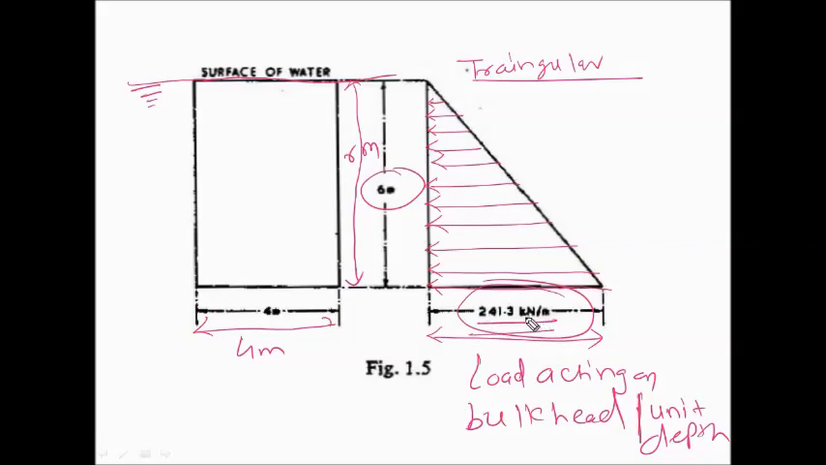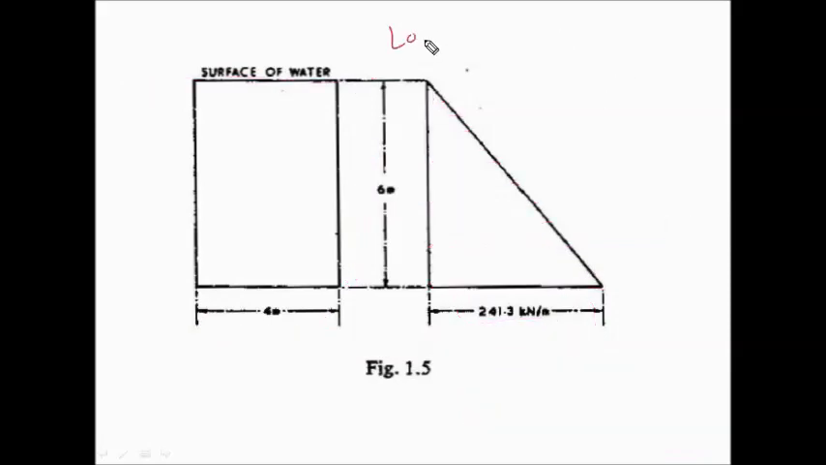So this will be the maximum load acting at the bottom. That's the reason the unit will be kilonewton per meter, load acting per unit meter. Okay, so like this the load diagram is coming. How to proceed? If you want to find the load acting on the bulkhead, it will be the area of the load diagram, that is 1 by 2 times base, 241.3, into the depth, 6 meter. If you do the calculation, you will get the load in Newton.